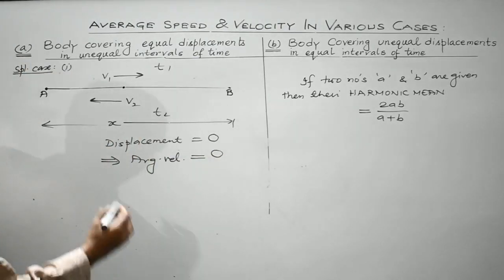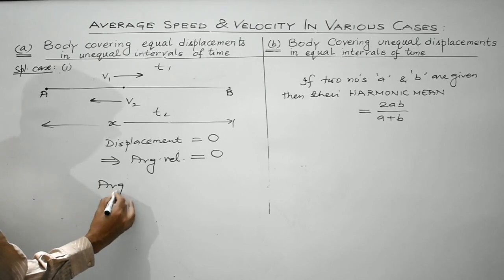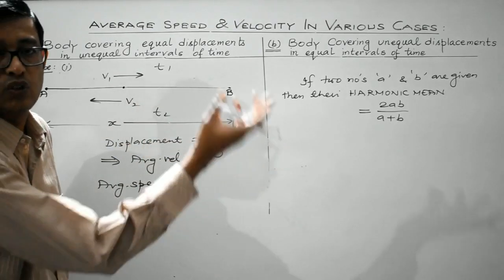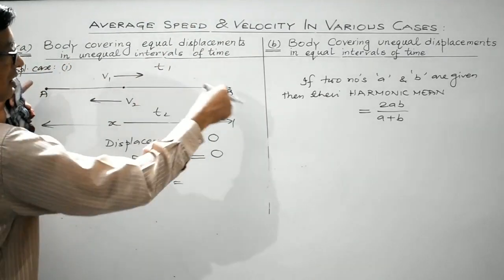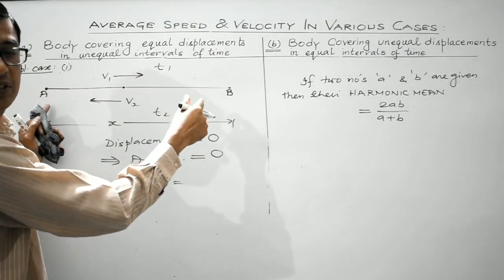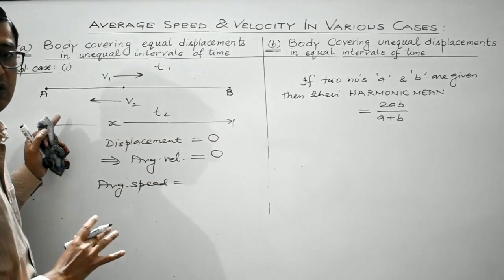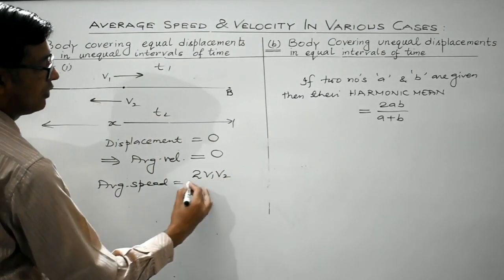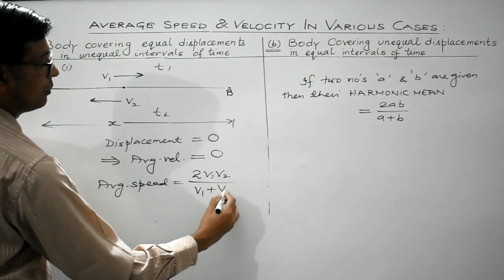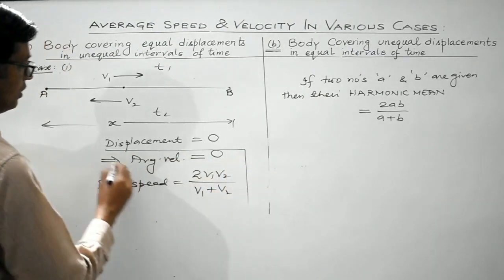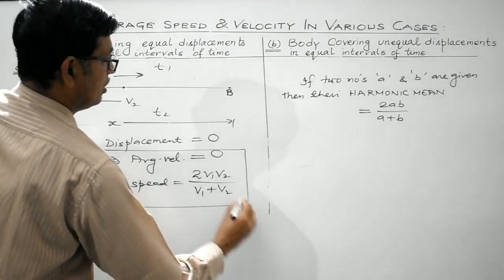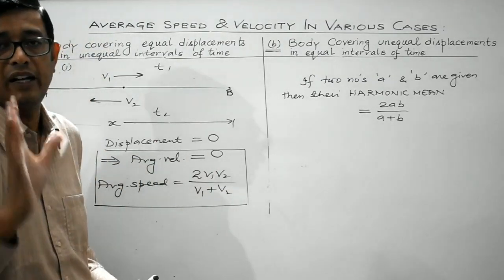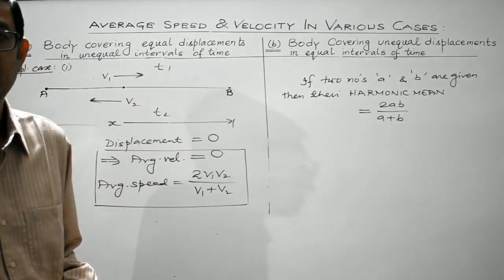On the other hand, average speed will be given by the same formula as discussed earlier. Since it is covering equal distances in unequal intervals of time, it will be given by the harmonic mean of v1 and v2, twice v1, v2 divided by v1 plus v2. This is a very important concept which you should keep in mind while doing numericals based on this.